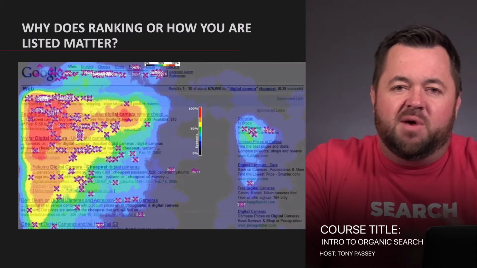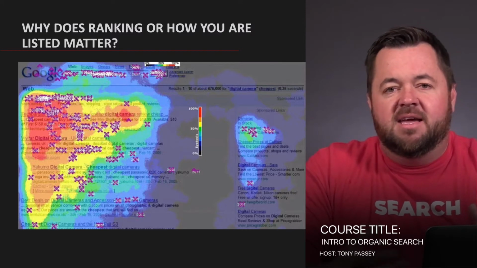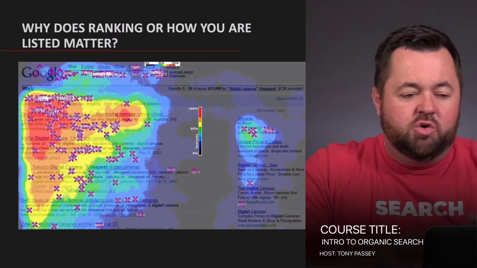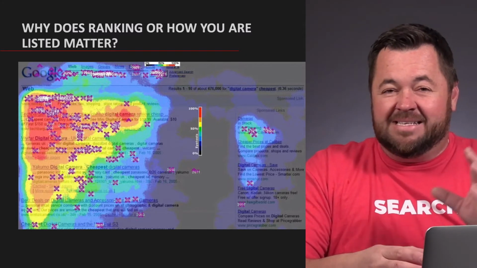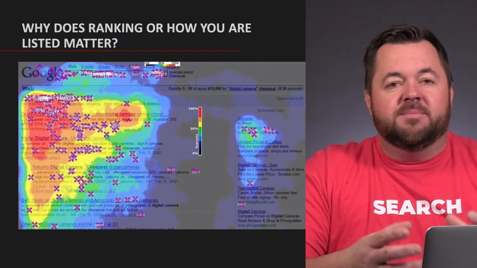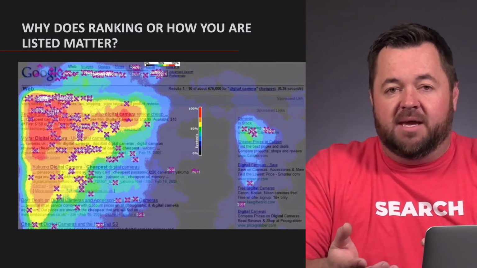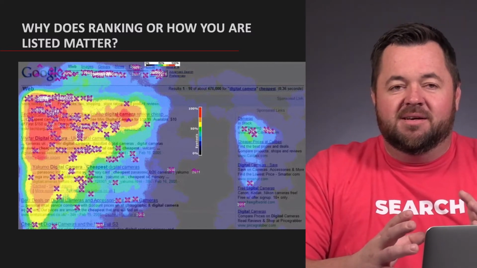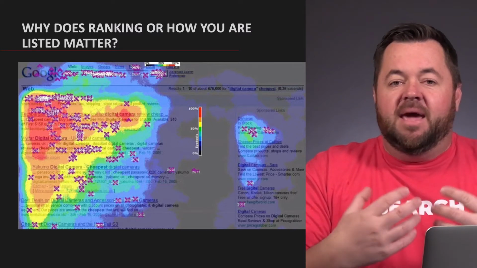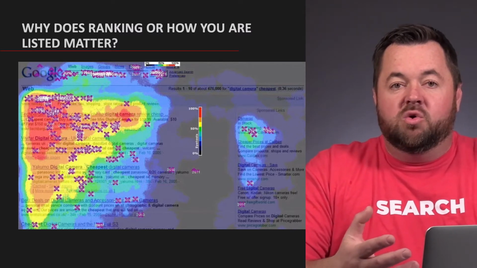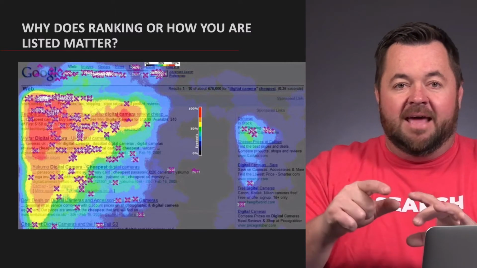So to start off, I want to pull out an old graphic. This is a heat map of Google's search engine results page, or SERP. You'll hear this term SERP. It's an acronym that stands for Search Engine Results Page. So a SERP, much easier to say than Search Engine Results Page, is the page that you see when you type in a search and then hit enter.